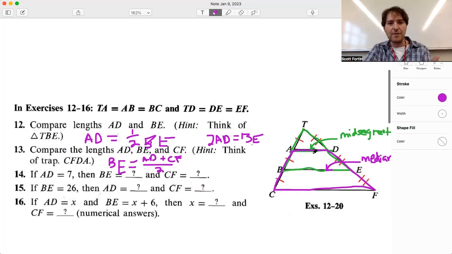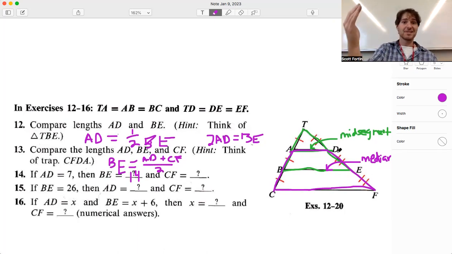AD equals 7, BE is going to equal 14, right? Remember BE, the median of the trapezoid, is also the third side of this triangle, of which AD is the mid-segment. Whew, lots of stuff going on in math and geometry. It's hard to keep track of it all. Rewatch this video as many times as you need to kind of get it.